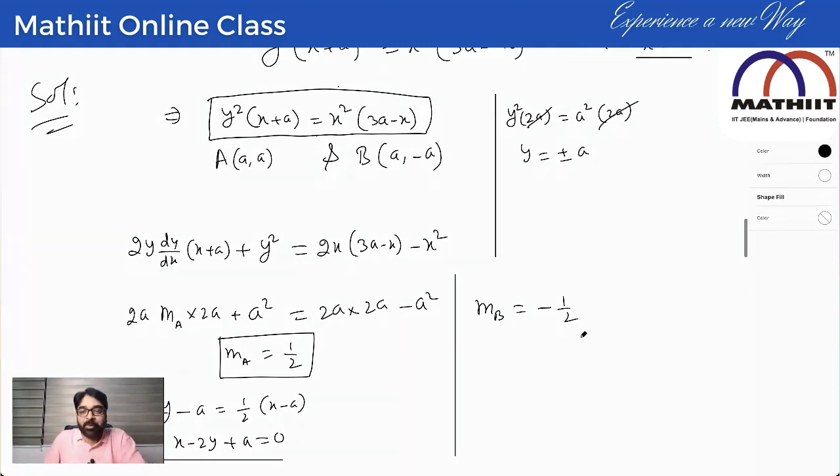I'm not saying you have to do it this way. You can put this point here and you will get the same thing, minus 1 by 2. I'm just telling you, in future, if I add a question that depends on symmetricity, you should not get confused. So m_B equals minus 1 by 2. Now the equation of tangent at B will be what? y minus (minus a), that is y plus a, equals minus 1 by 2 into (x minus a). I'm not expanding. I hope that you can do it.